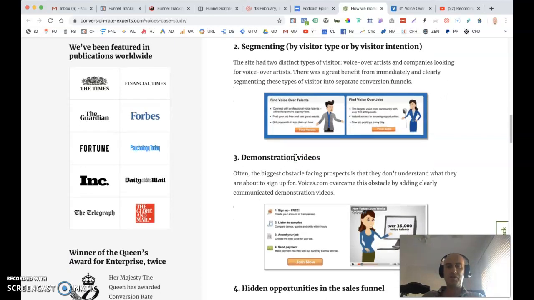So basically what they've got is a banner on the left-hand side talking about find voiceover talents, and then a couple of bullet points underneath. Connect with professional voice talents without expensive agency fees, post your job free and see great results, get proposals in less than 1 hour, and then a button underneath to find the voices.